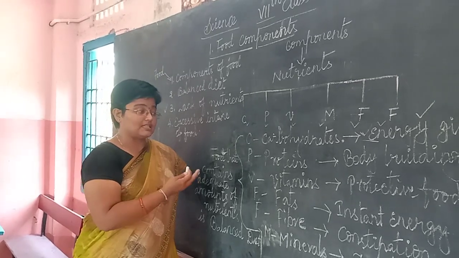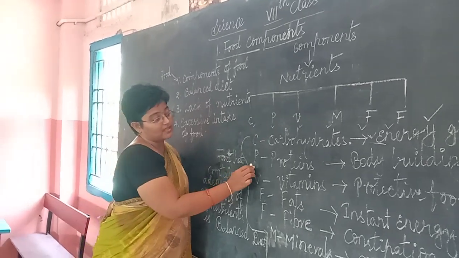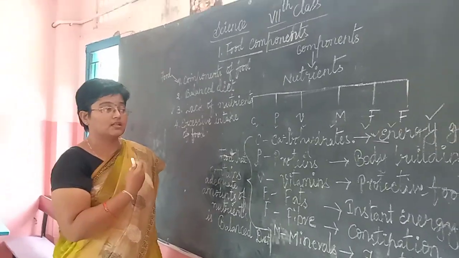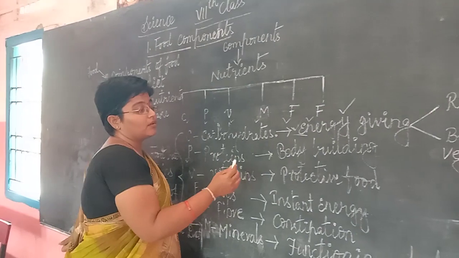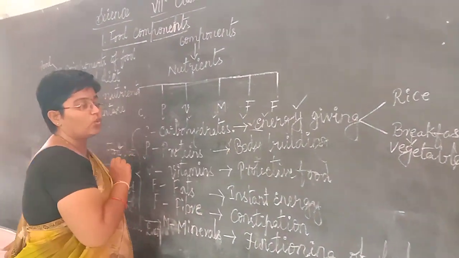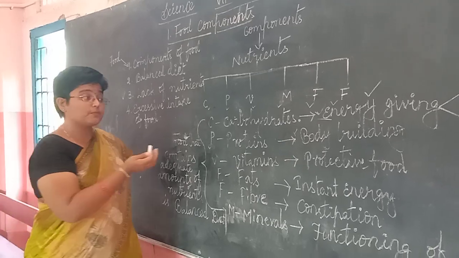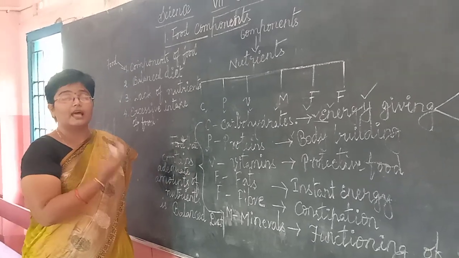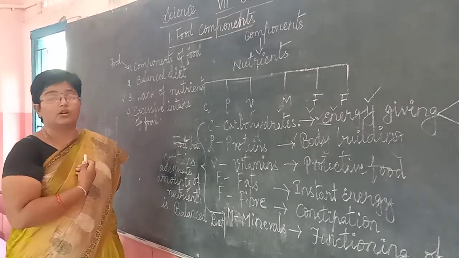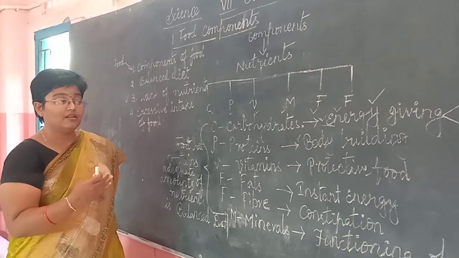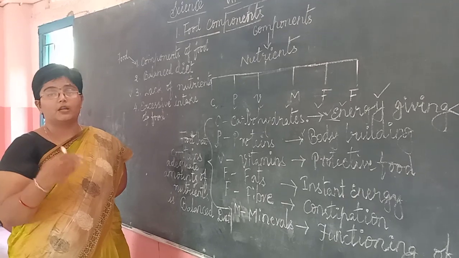Then coming to the next nutrient, which is proteins. What do proteins do to us? They are said to be the bodybuilders. Why are they said to be the bodybuilding nutrients? They help in the growth of our body. It helps us maintain perfect growth in our body parts.